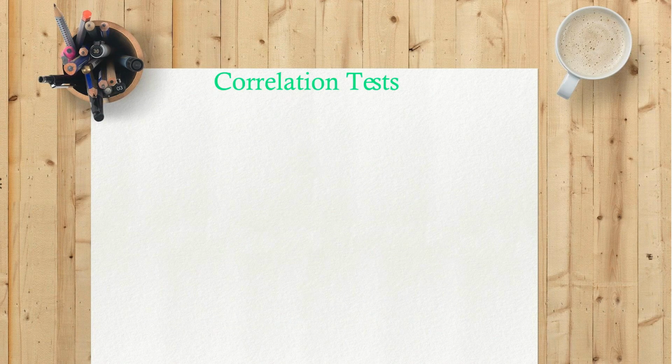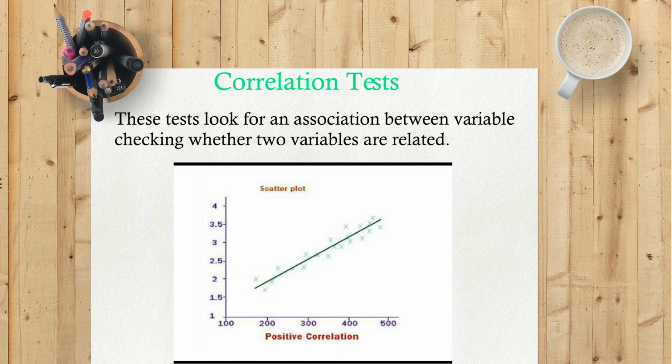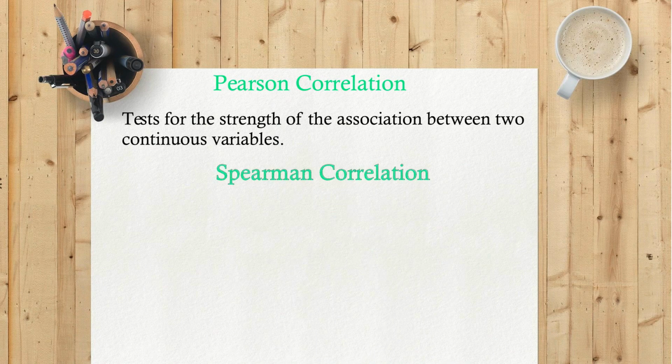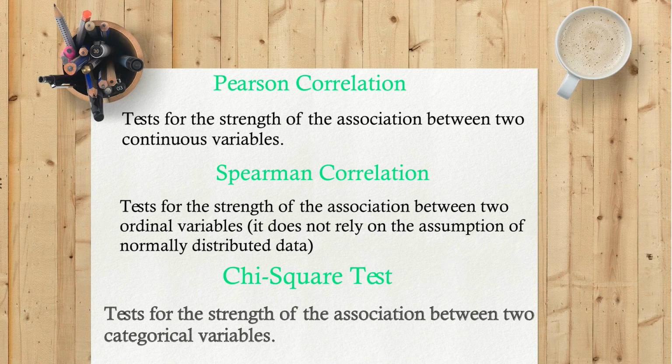3. Correlation tests. These tests look for an association between variables, checking whether two variables are related. Pearson correlation tests for the strength of the association between two continuous variables. Spearman correlation tests for the strength of the association between two ordinal variables. It does not rely on the assumption of normally distributed data. Chi-square test tests for the strength of the association between two categorical variables.